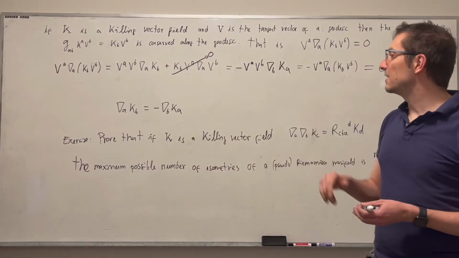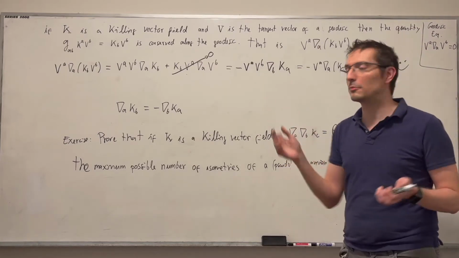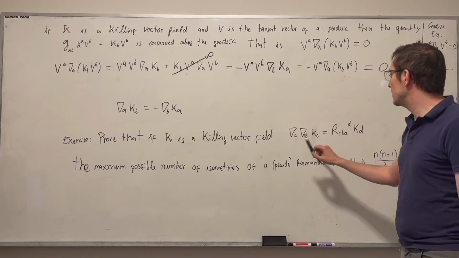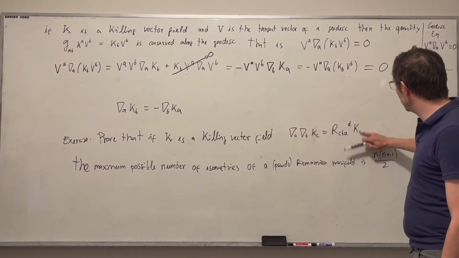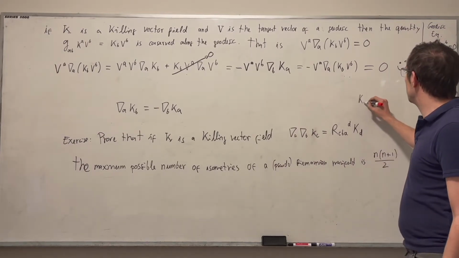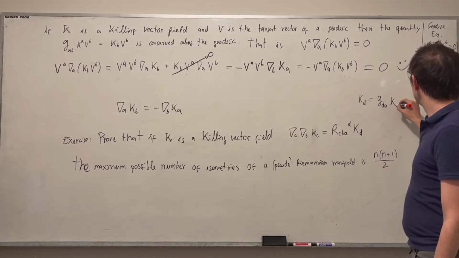Well, here's an exercise for you, which is not too difficult to do, very similar to the kind of proofs that we've been doing. Prove that for a Killing vector field K, this is satisfied. The action of the double covariant derivative is the Riemann tensor contracted with the vector field with the index down. Okay? Remember, of course, that what I mean by this is just g_{AB} K^B, right?